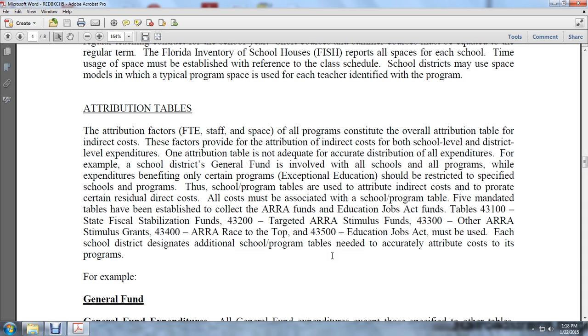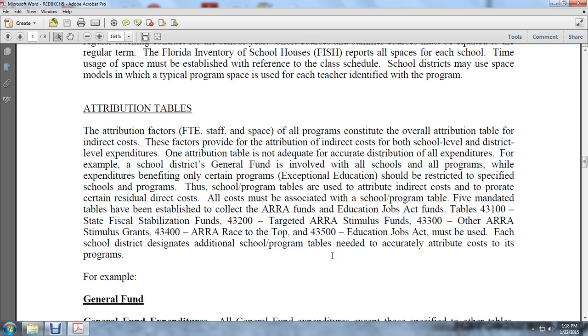The school program tables are used to attribute indirect costs to the school and the program. The school and the program are used to attribute indirect costs to certain residual direct costs. All costs must be associated with the school program table. Five mandated tables were established to correctly report the ARRA funds and Education Jobs Act funds.